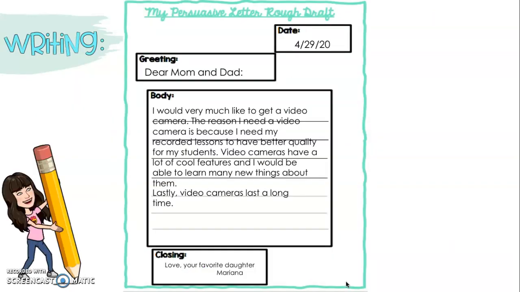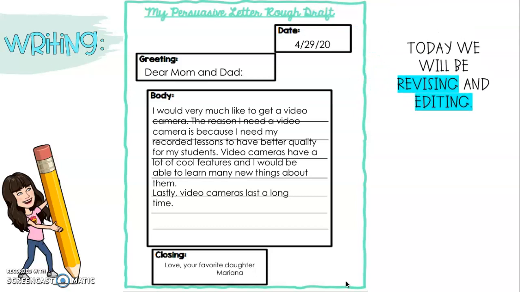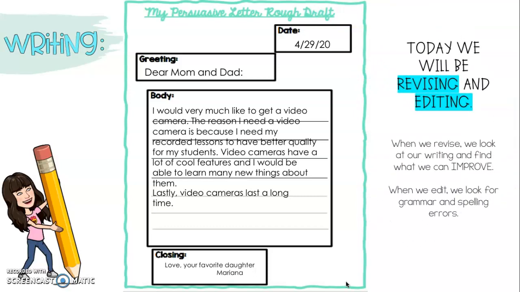Today for our writing lesson, we will continue writing our persuasive letter. Yesterday, you wrote your first draft. Today, we will be focusing on revising and editing our letter. When we revise, we look at our writing and find what we can improve or make better. When we edit, we look for grammar and spelling errors.